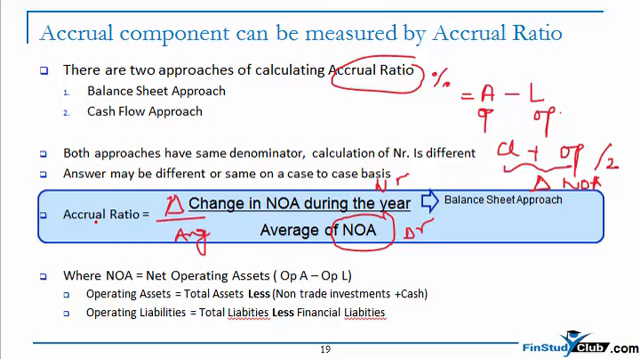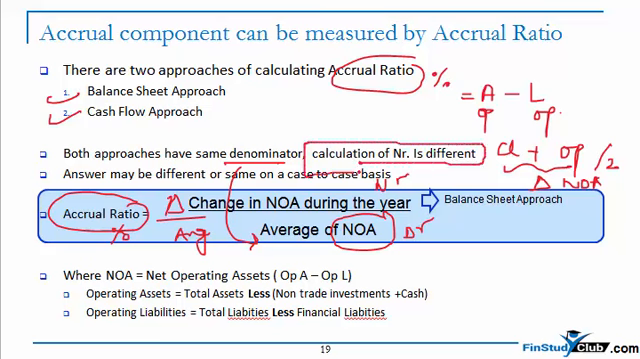There are broadly two approaches to calculate the same percentage. One is the balance sheet approach, the other one is the cash flow approach. They might give you different numbers because, honestly speaking, they have the same denominator, but they might have different numerators, because of which you might have a different accrual ratio. So the point is, you have got to handle that uncertainty. It might be the same in a particular case.